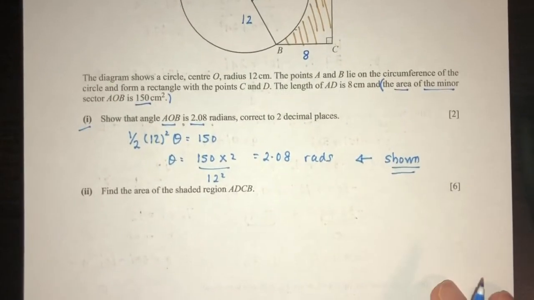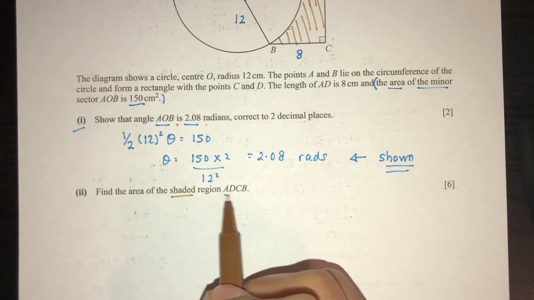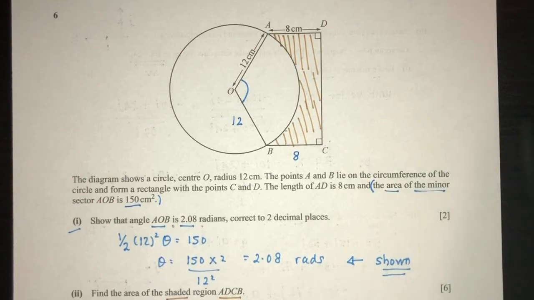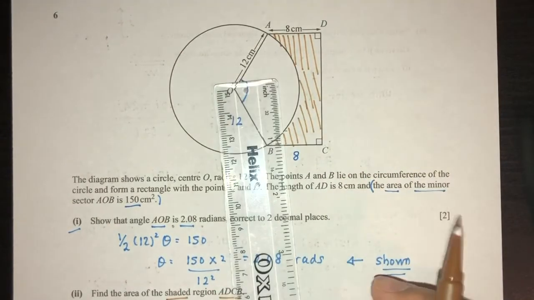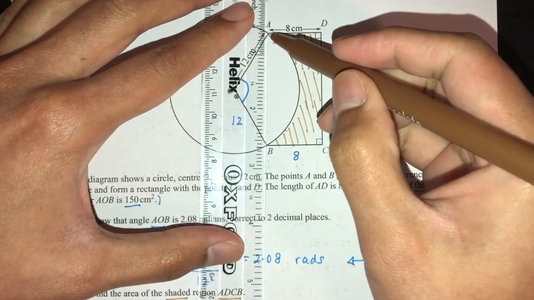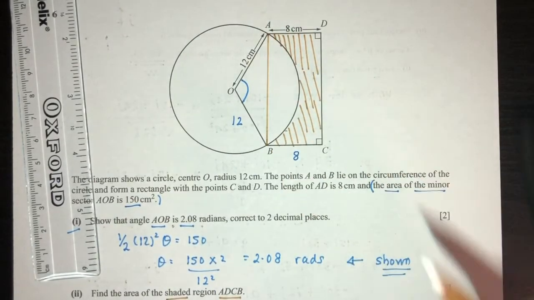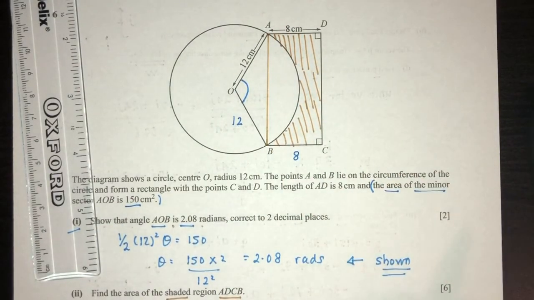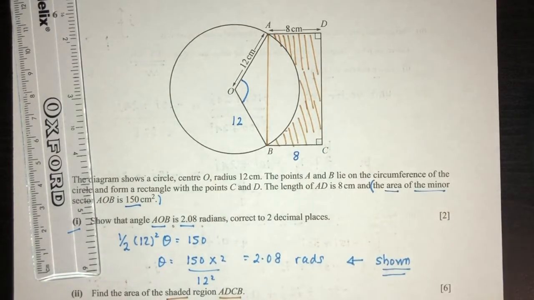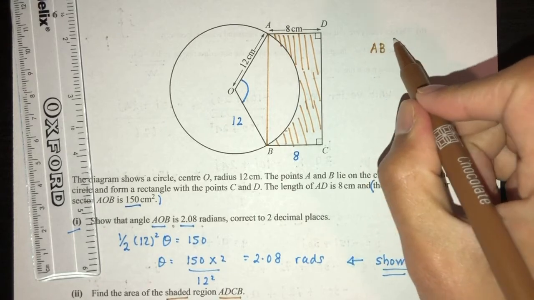Now let's move on to part 2. We have to find the area of the shaded region ADC. So how would you find that? Let's observe. What can we do first? To find this area, we can first find the area of the rectangle, right? You see we have rectangle ABCD. Now to find the area of a rectangle, we need the width and the length. So we have to find the length first. So let's find the length of AB.